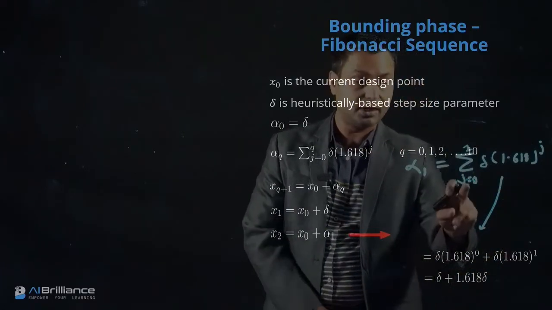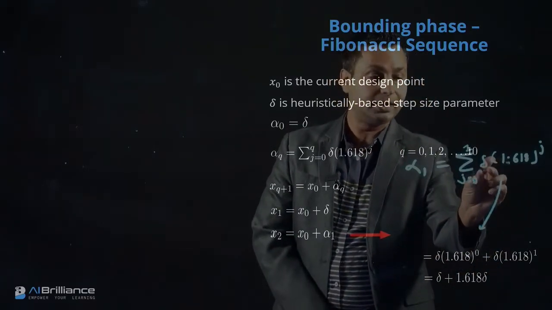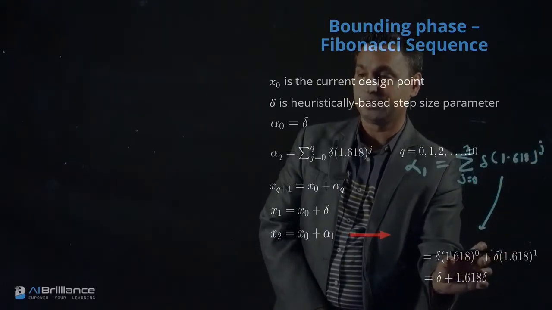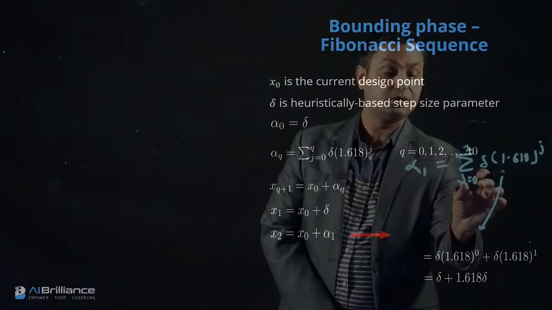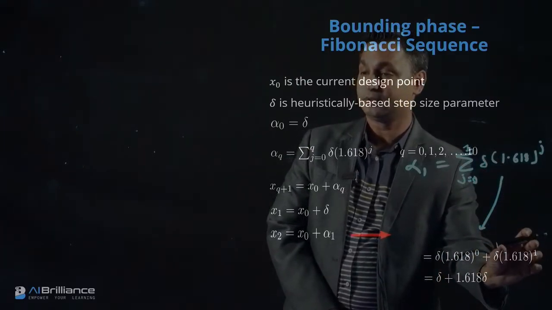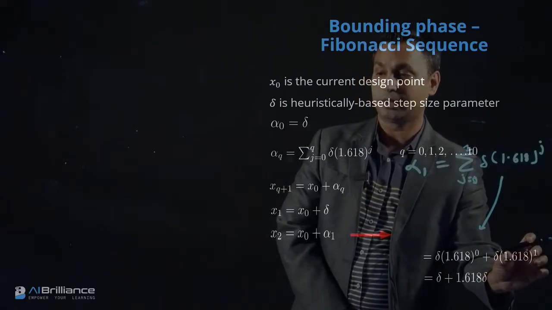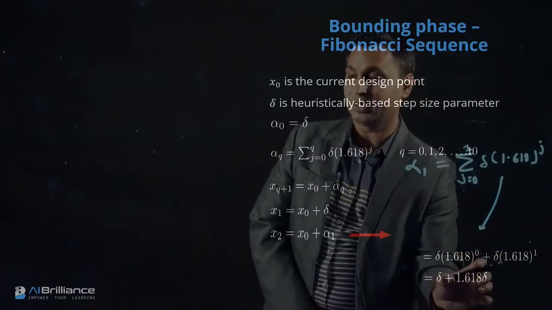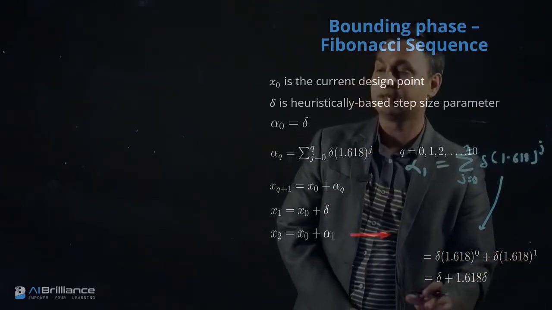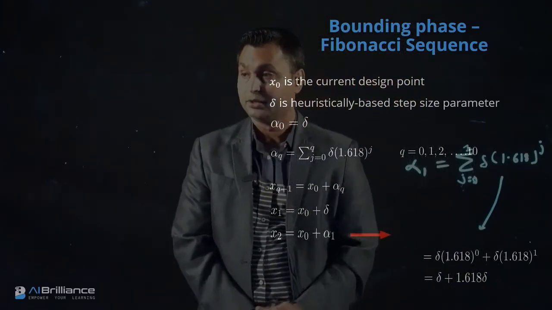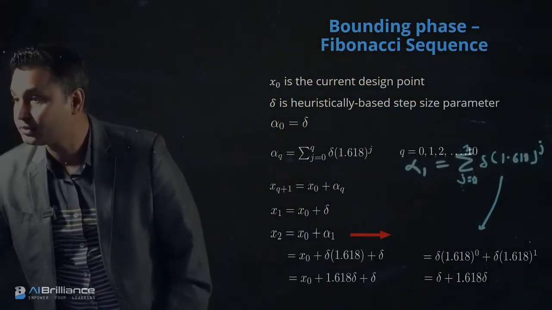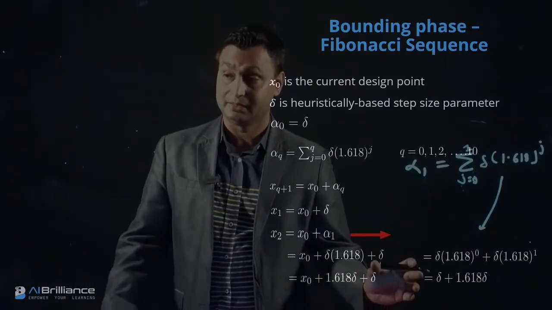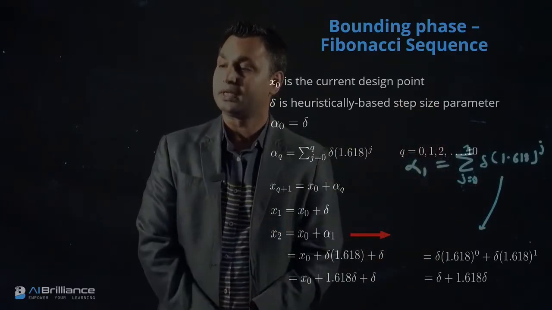So if I take j equal to 0, the first term should be delta times 1.618 to the power 0. So that gives me the first term, and then we will change this j and make it 1. That's where we will get this second term, which is delta times 1.618 to the power 1. Okay, so if I add these two terms, that will be delta plus 1.618 delta, or in other words, 2.618 delta. So right here, when we are finding x2, that will be x0 plus 2.618 delta, and that is coming from the equation that we are getting here.